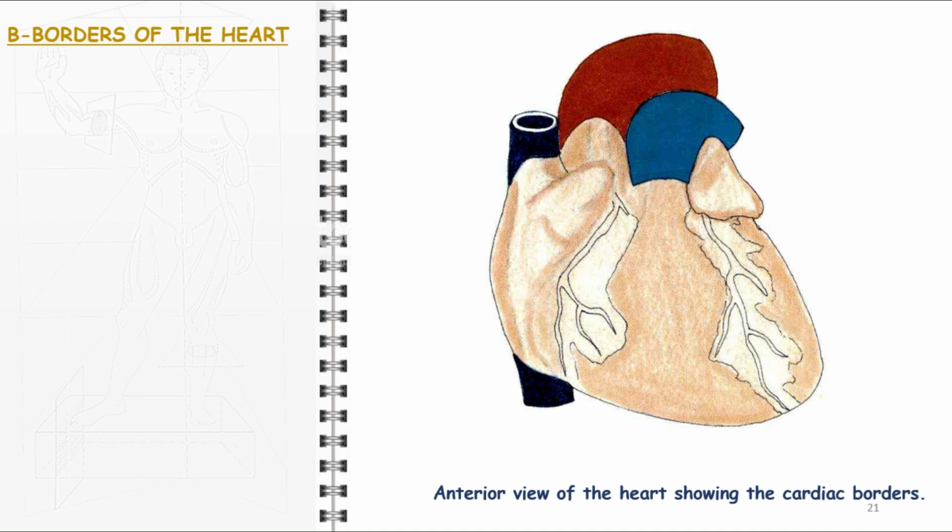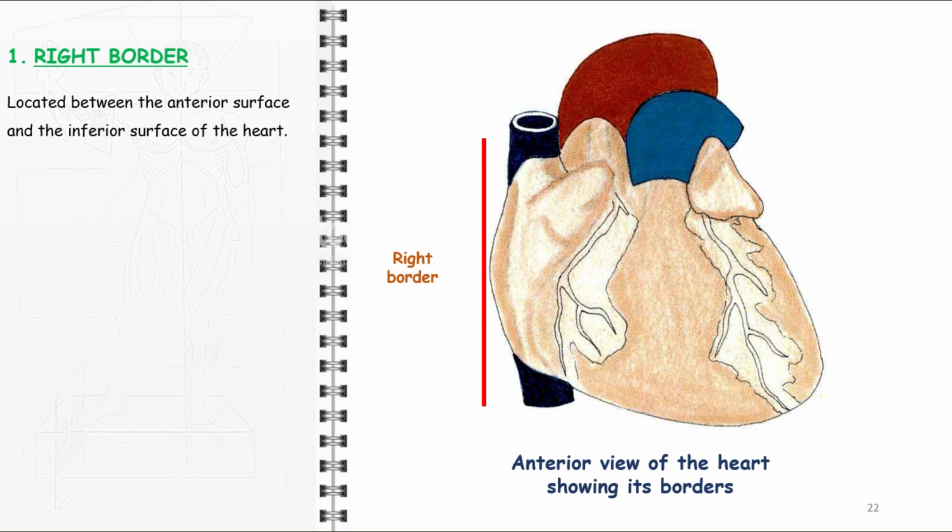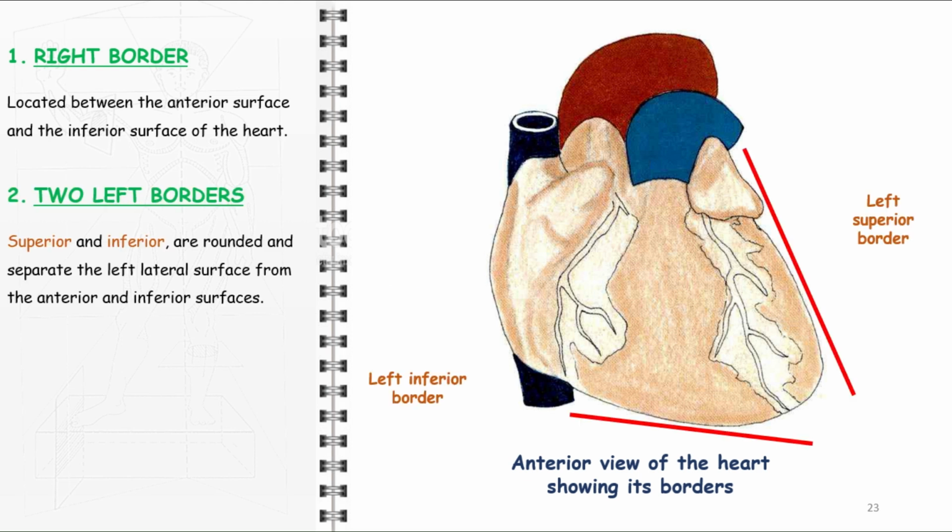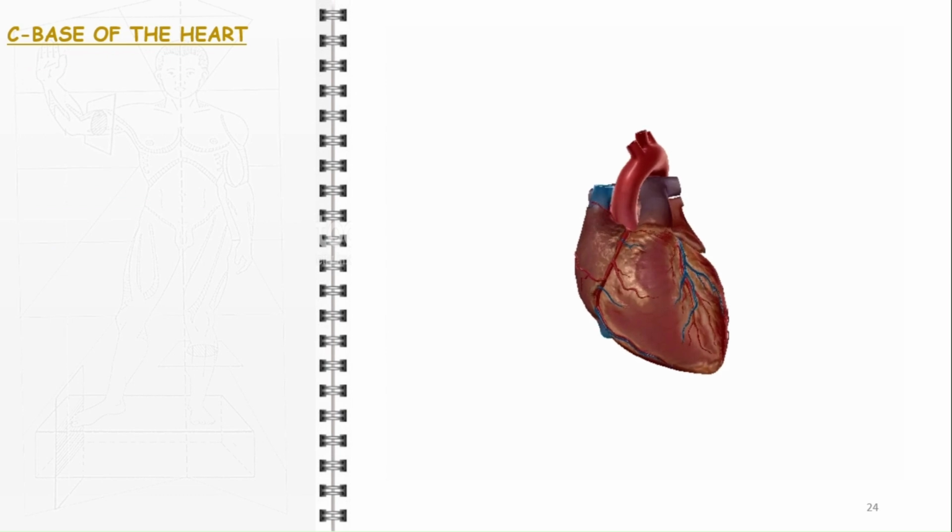The 3 surfaces of the heart are separated from one another by 3 borders that all converge towards the apex, 1 on the right and 2 on the left. The right border is located between the anterior surface and the inferior surface of the heart. And the 2 left borders, 1 superior and 1 inferior, are rounded and separate the left lateral surface from the anterior and inferior surfaces.